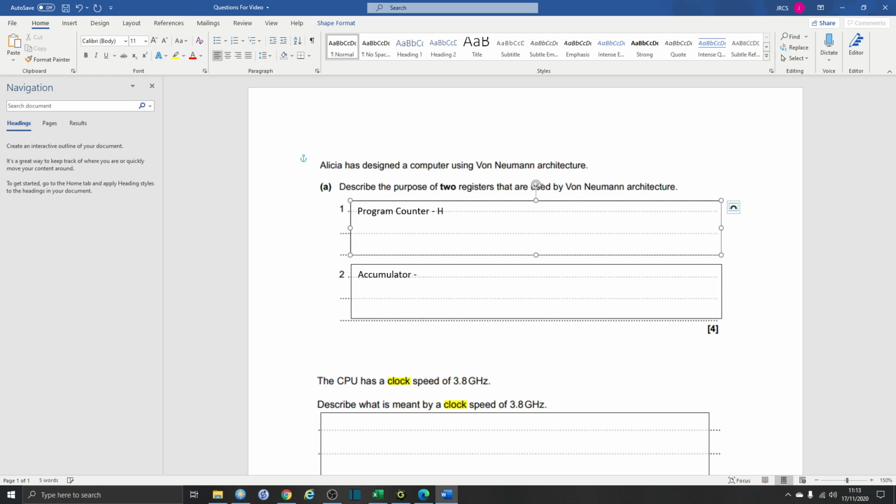So the program counter holds the address of the next instruction to be executed by the CPU. Could put memory address, maybe make it a bit more full. Yeah, there you go. So the program counter holds the memory address of the next instruction to be executed by the CPU. I've got 1 mark there, 1 mark for that. The accumulator holds temporary values of any current mathematical or logical operation.